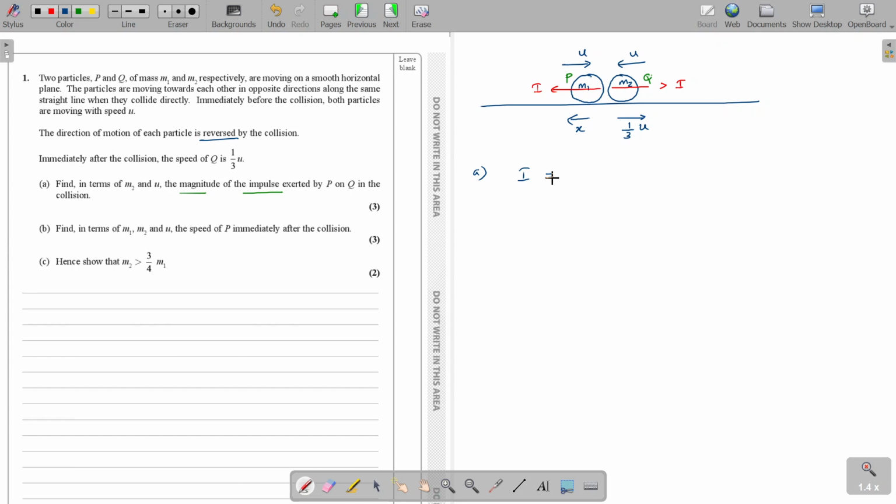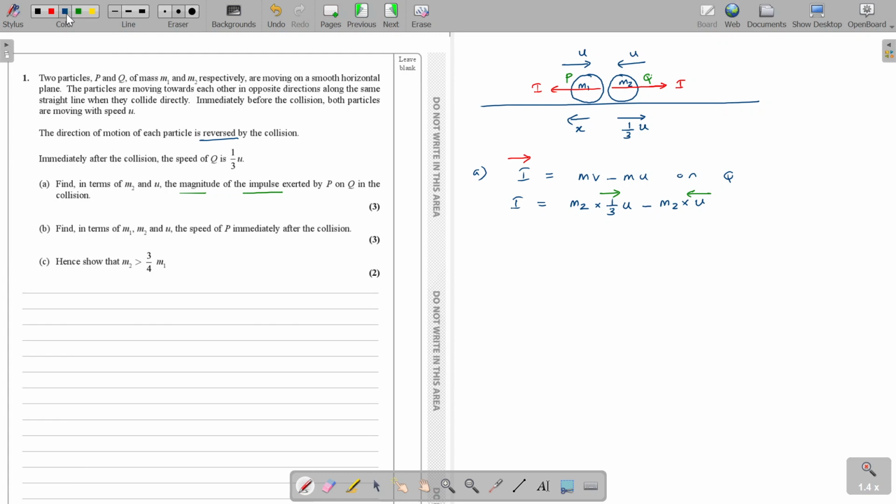I equals mv minus mu. I'm applying it on particle Q. When you apply the impulse equation, it's really important that you mention the positive direction you are choosing. I will choose the right side to be positive because Q has impulse to the right. So I equals mass m2, final velocity 1 over 3 u to the right side, minus mass m2 into initial velocity u, which is to the left side.